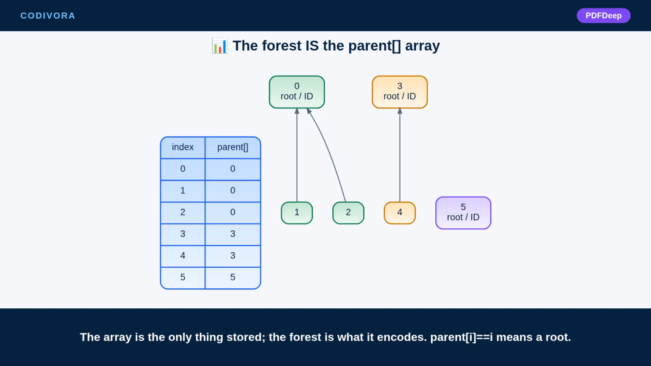Let's really see the model. Everything lives in one array called parent. Parent of i is who i points at. If a node points at itself, it is a root, the group's ID. Read the array left to right. 0, 3, and 5 point at themselves, so they are roots. 1 and 2 point at 0, 4 points at 3. That gives 3 trees. The array on the left and the forest on the right are the same thing in 2 views. 2 items are in the same group exactly when climbing from each lands on the same root.